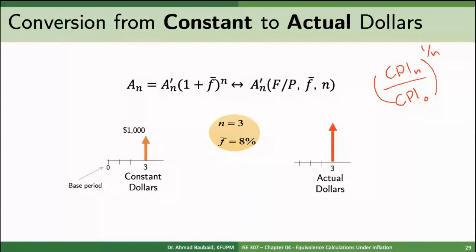You can be just given an inflation rate, right? This is the average inflation rate for this market basket of goods. So I'm given my inflation rate, I'm given the number of time periods. How can I compute the actual dollars?